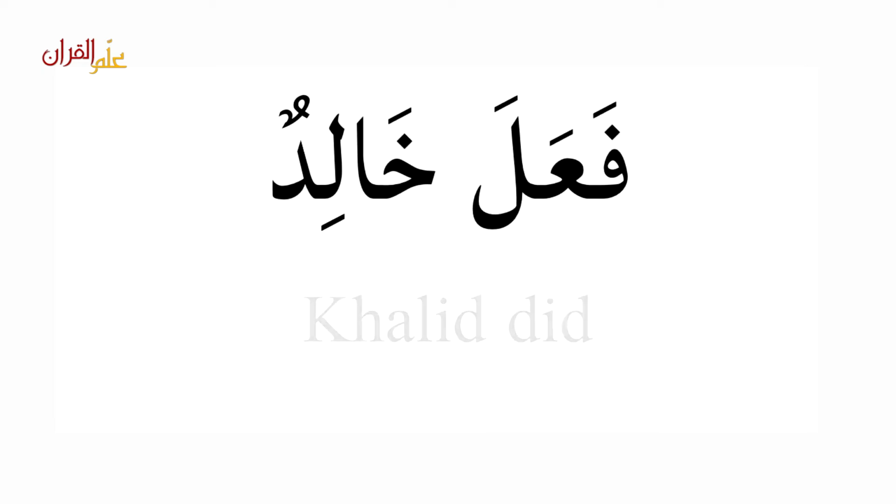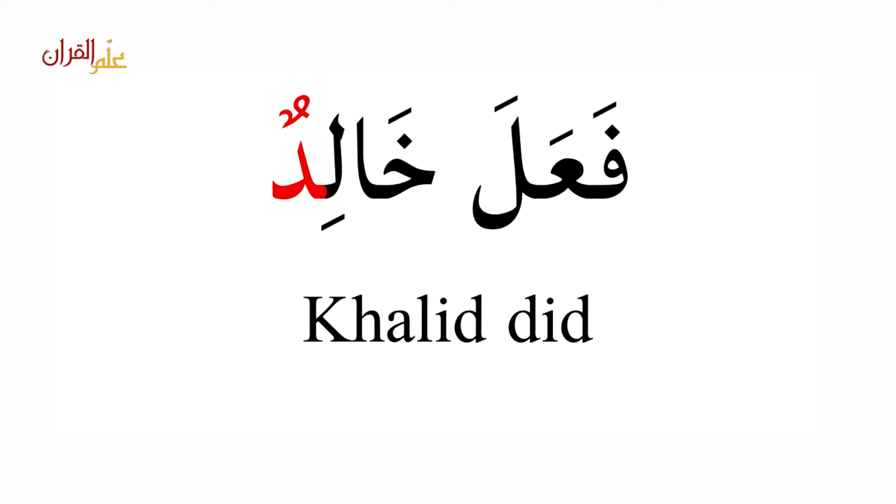Fa'ala Khalidun. Khalid did. So who is doing the action? Khalid. So Khalid is the fa'il, and fa'il gets dhamma. So this dhamma shows that Khalid is the one doing the action.